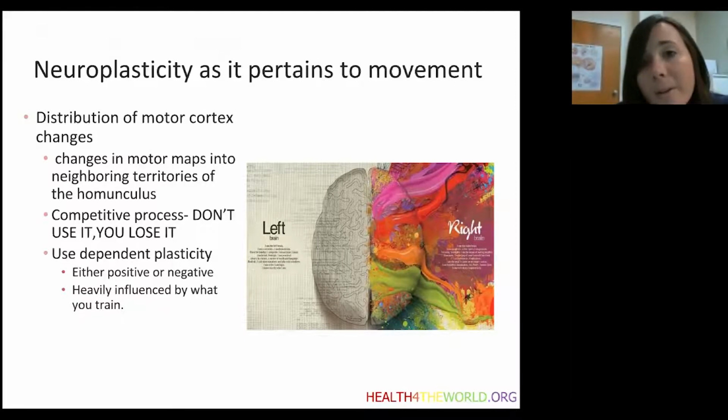Ultimately, we have to remember that it is a highly competitive process. So if you're not going to use it, you will lose it. And whatever you're training can either be a positive or a negative, but it is ultimately heavily influenced by the way you're training.